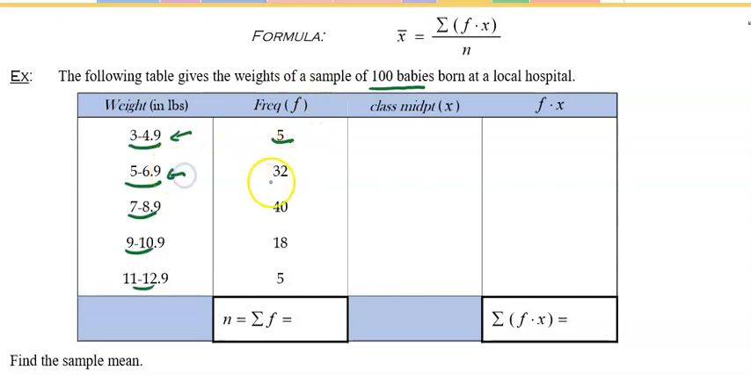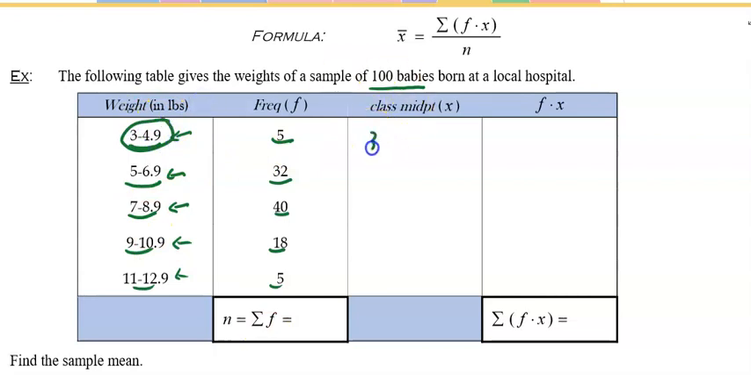Between 5 and 6.9, 32. Between 7 and 8.9, 40. 18 between 9 and 10.9, and 5 between 11 and 12.9. So, we want to find the mean for those 100 babies. We're going to get a number, and of course it's not going to be exact, but it's going to be a good estimate. So, class midpoint, you know how to find the class midpoint.